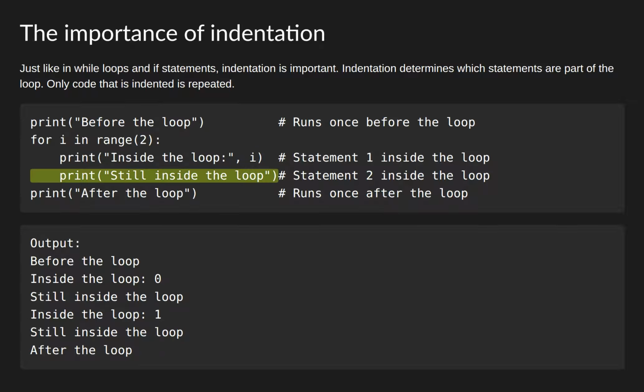After the loop, we print "after the loop." This statement is not indented, so it only runs once after all loop iterations are complete. The output shows that "before the loop" appears first. Then, for each loop iteration, we see "inside the loop" with the current value, followed by "still inside the loop." After both iterations, "after the loop" is printed. This demonstrates how indentation controls which statements are repeated inside a loop, and which run only once, before or after the loop.